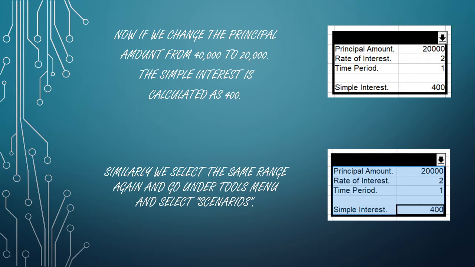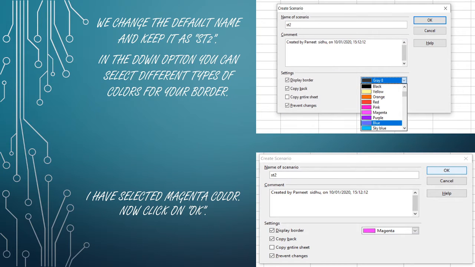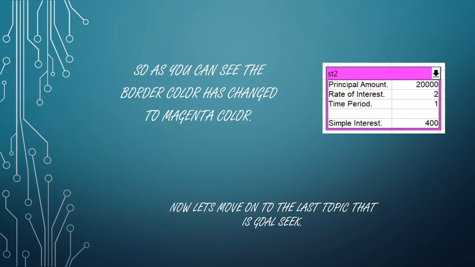Similarly, we select the same range again and go under Tools menu and then select Scenarios. We change the default name and keep it as SG2. In the drop down option, you can select different types of colors for your border. I have selected magenta color. Now click on OK. So as you can see, the border color has changed to magenta color. Now let's move on to the last topic, that is goal seek.